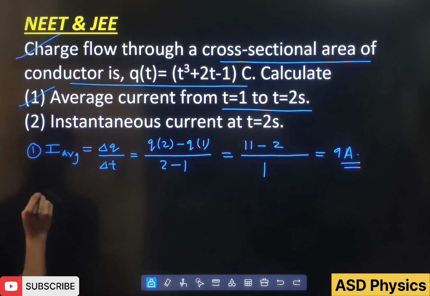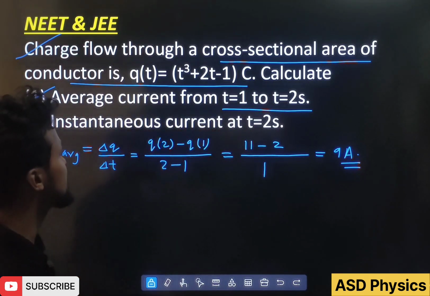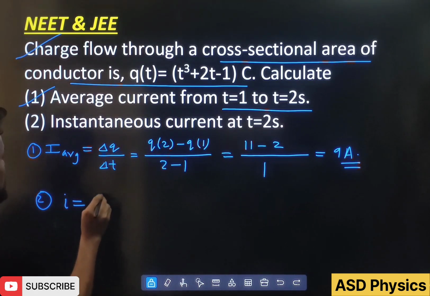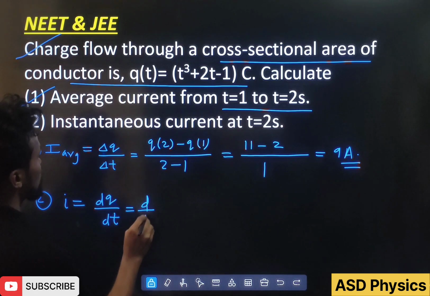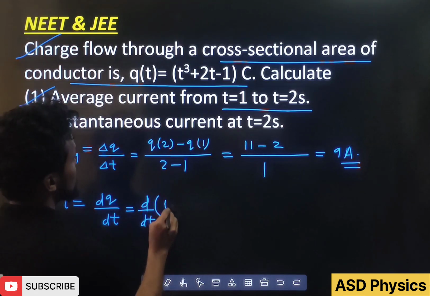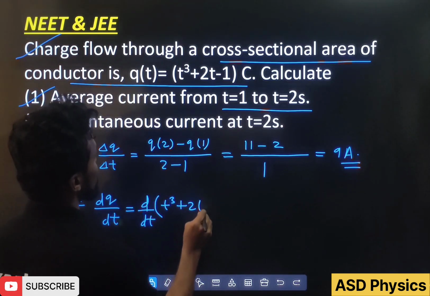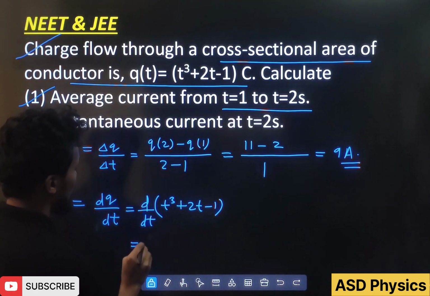Okay. Second, students, if they ask instantaneous current, then small i is given by dq by dt. So we should know the differentiation here. d by dt of q, how much is given here? See, t cube plus 2t minus 1. Okay, I write here directly.